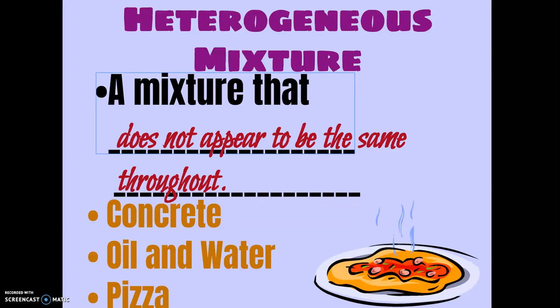It's easy to see. So concrete, you can see all the speckles in it. You can see different parts of it. Oil and water can be a mixture, but they don't really mix. But they can be in the same place at the same time. And pizza is my favorite example. The works pizza, you can have all these different parts, and every slice is a little bit different, but we still call it pizza.